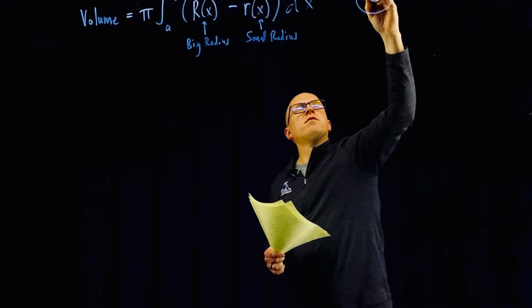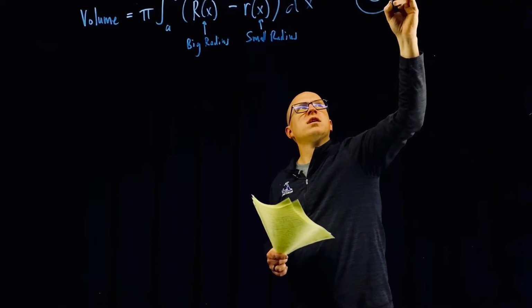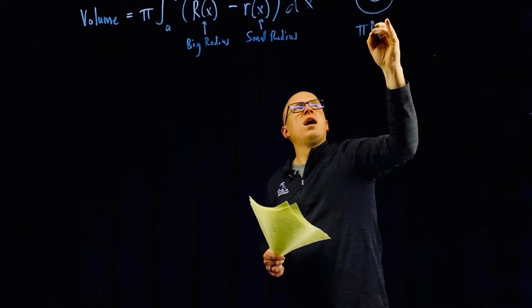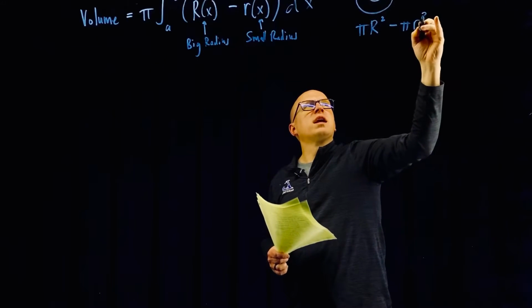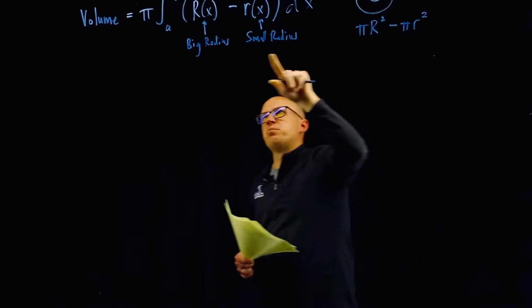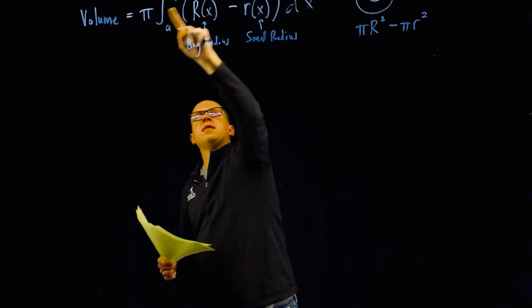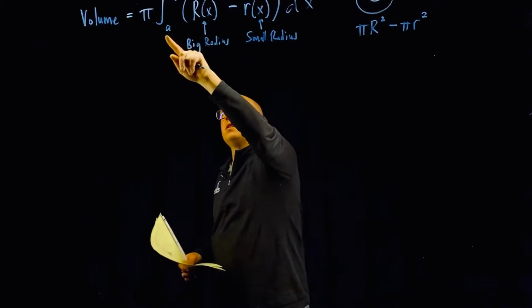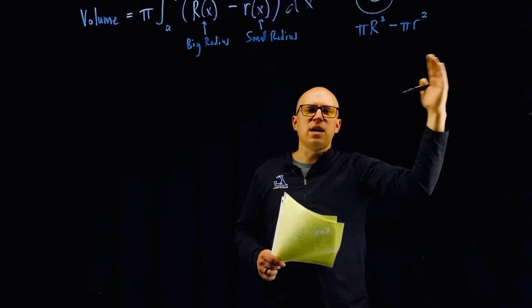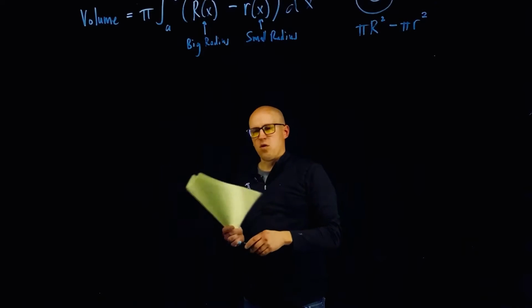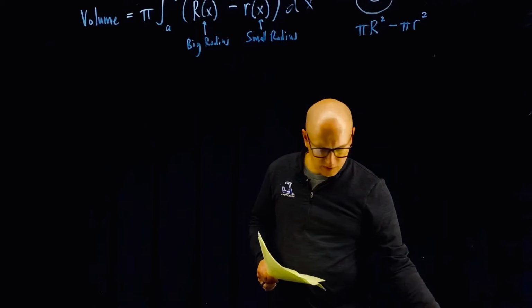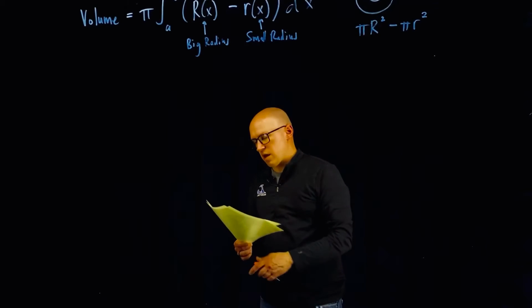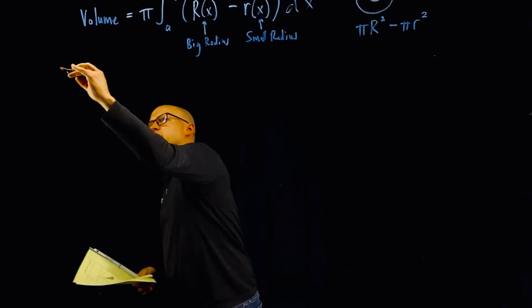And this really comes from the area of our washer. The area of this washer is going to be capital pi capital R squared minus pi lowercase r squared. I take the pi out front. That's going to be one washer. We integrate across to get the volume of the whole, whatever three-dimensional shape those functions may create. All right, let's do another example here.